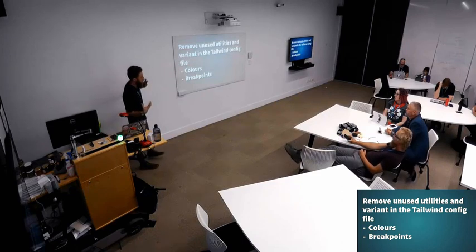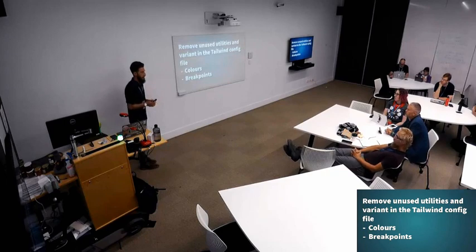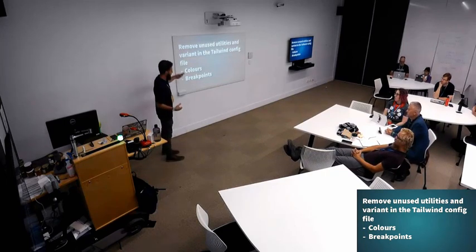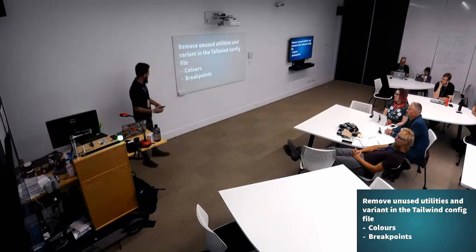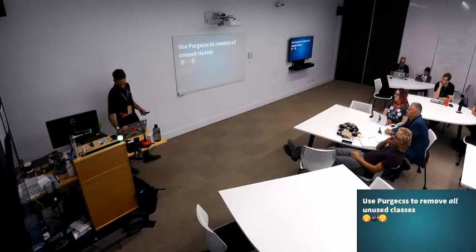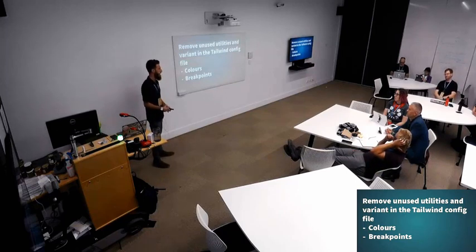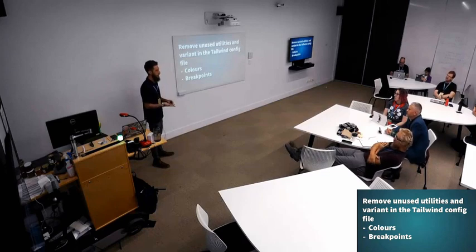But obviously we want to get that down as low as possible. So we've got a config file for Tailwind. If we want to, we can remove all the colors that we're not using and the breakpoints that we're not using, and we can get that number down by a lot. By default, Tailwind comes with, I think, 93 colors from the palette, and then you've got text color, border color, background color, so it multiplies by a lot.